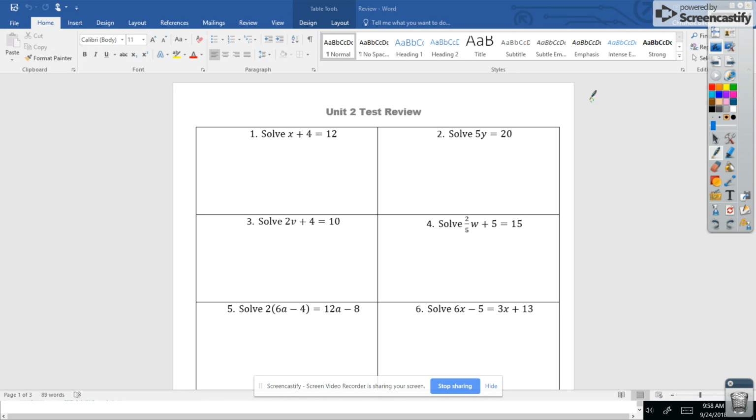So we're going to start with number 1. This is just a one-step equation. When I solve these, what I ask myself is, what operations do I see? And then I want to do those operations inversely. So in this problem, I see a plus 4. That tells me that I need to subtract 4 from both sides.